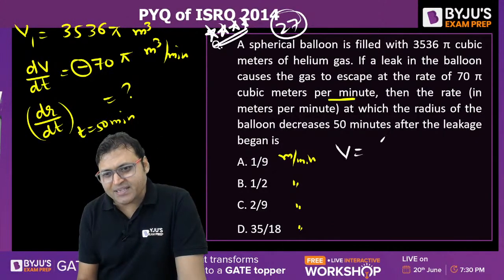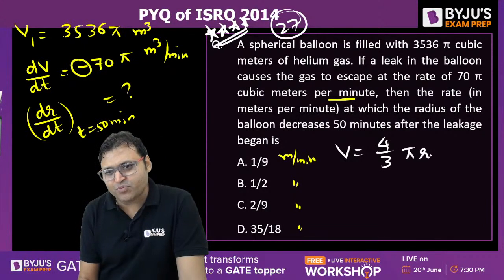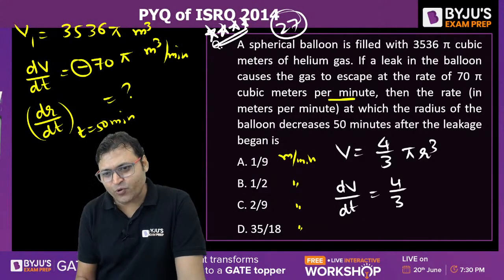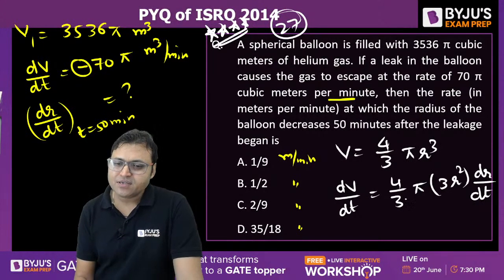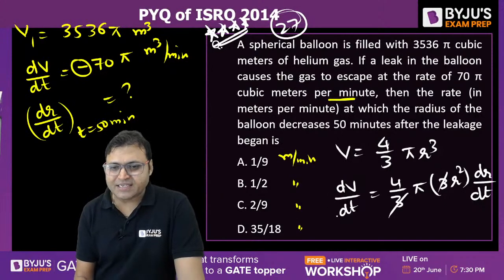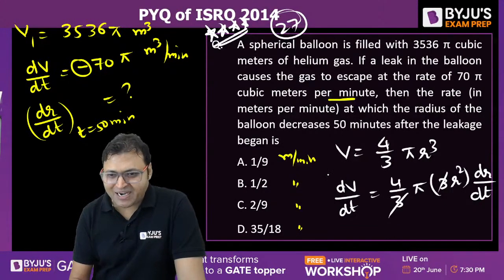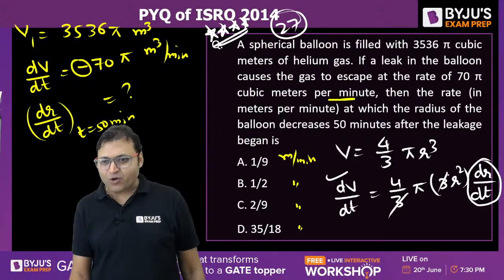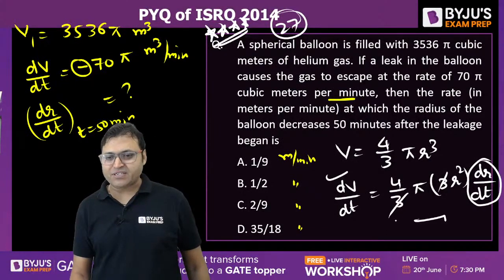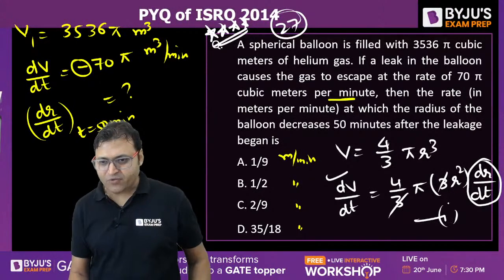So volume is given by 4 by 3 pi r cube. Can we write dV by dt is equal to 4 by 3 pi into 3 r square into dr by dt, isn't it? 3, 3 getting cancelled out. This is our equation number 1. dV by dt is known to us. If we can find out r, we can find out dr by dt.